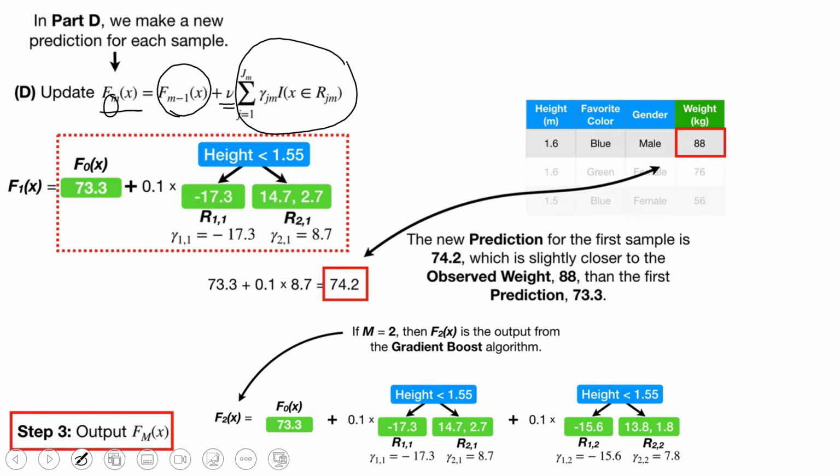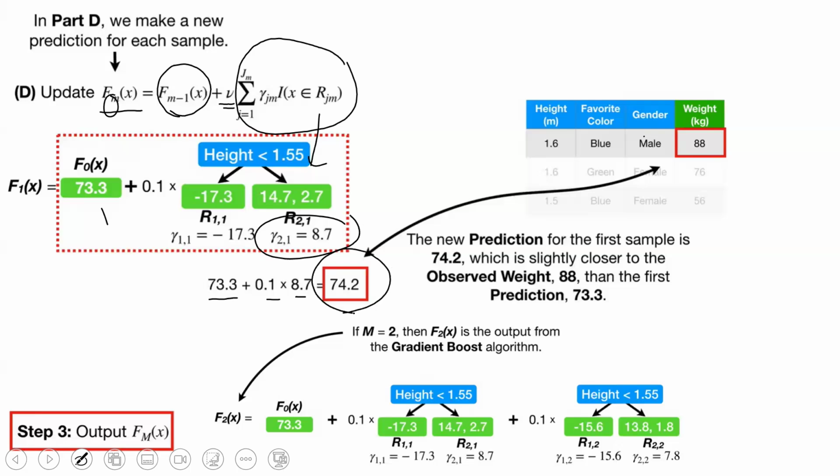So the new prediction for the first sample is 74.2, which is slightly more. If you calculate this weight for the sample, again, 73.2 is the initial prediction, plus 0.1 times the residual we came up with, which is 8.7. This is a summation of the residuals, j is equal to 1 to j of m, gamma of j. So this indicates just the output of this particular tree, which comes to 74.2.